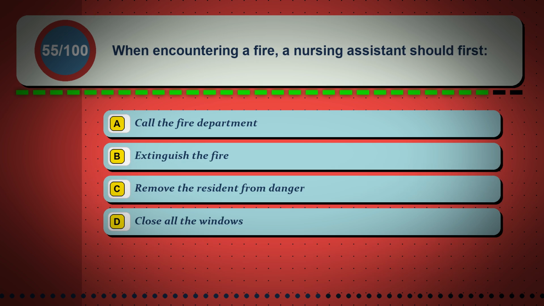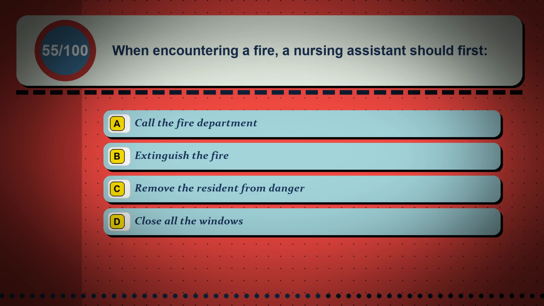Question 55. When encountering a fire, a nursing assistant should first: Option A, call the fire department. Option B, extinguish the fire. Option C, remove the resident from danger. Option D, close all the windows.